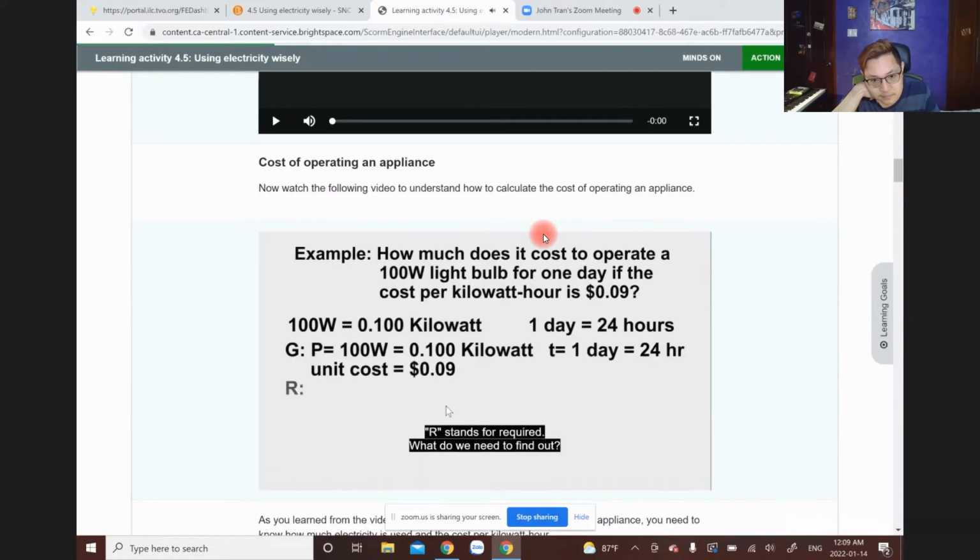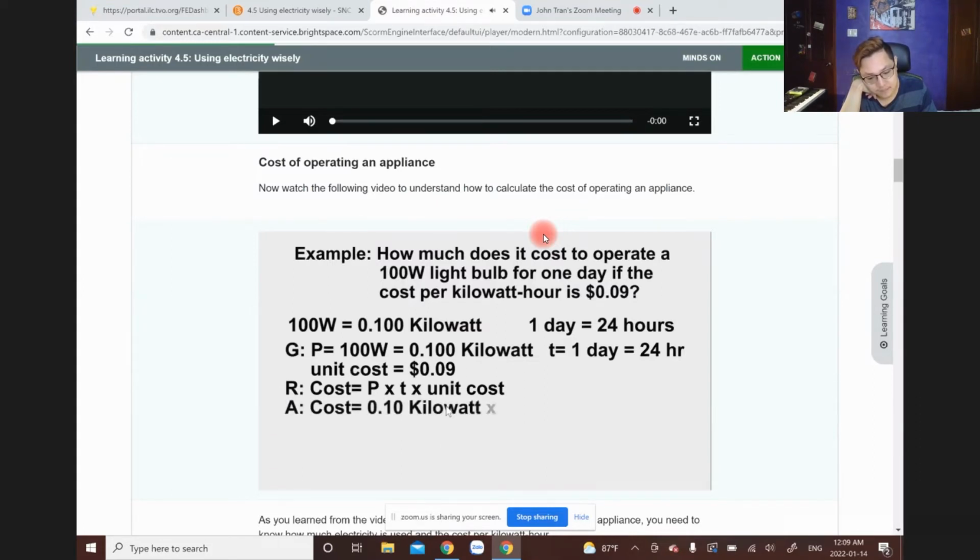R stands for require. What do we need to find out? We have to find the cost using the formula P multiplied by time multiplied by unit cost, so that is my formula. A stands for application. What values do we know that we can substitute? For the cost, we know that power is 0.1 kilowatts, multiplied by the time, 24 hours, multiplied by the unit cost, which is 0.09 or 9 cents per kilowatt hour.